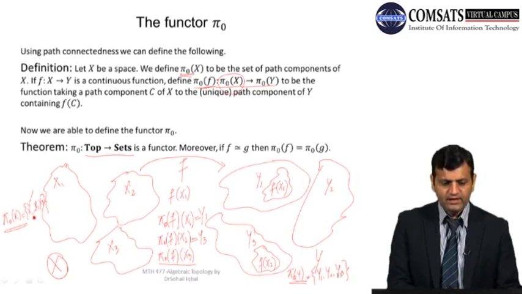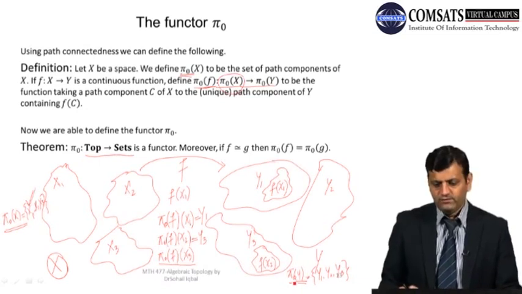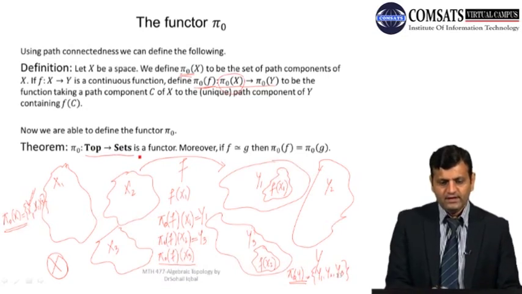It is a set containing X1, X2 and X3. So it has 3 elements, and we can see that there is no structure on this set X1, X2, X3. There is no topology, there is no group, there is no other structure on this set pi naught of X. So we can say that this is just a set. Similarly for Y, pi naught of Y is Y1, Y2, Y3. So we can say that pi naught of Y is just a set. Okay, so it's a functor, and we also know that a functor not only gives us images of the objects, it also gives us images of the morphisms.